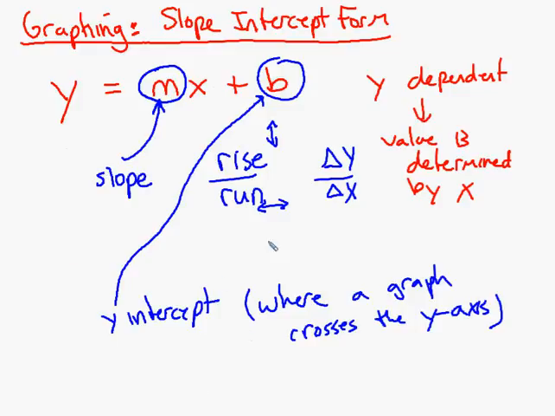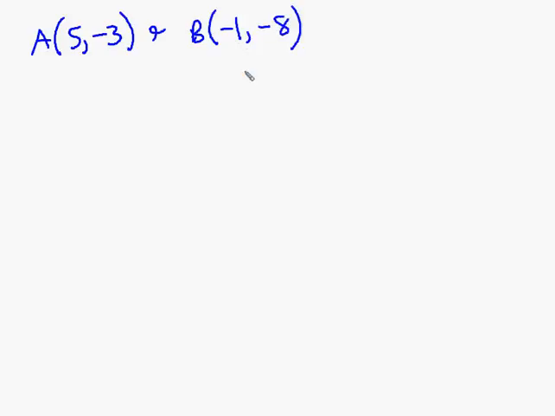So before we jump into actually using this form, we're going to talk about how to get slope and how to use slope. And again, this should be familiar, so if it is, that's excellent. Don't fall asleep. Alright, so let's say I have 2 points. Let's say 5, negative 3. Let's call that point A. Let's say point B is negative 1, negative 8. And I want to find the slope between those points.